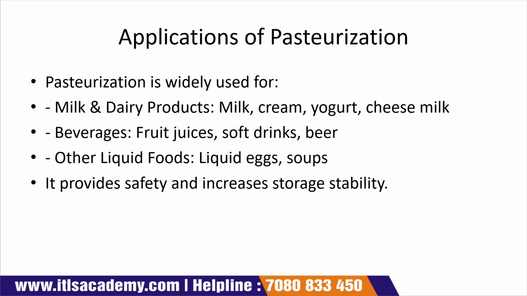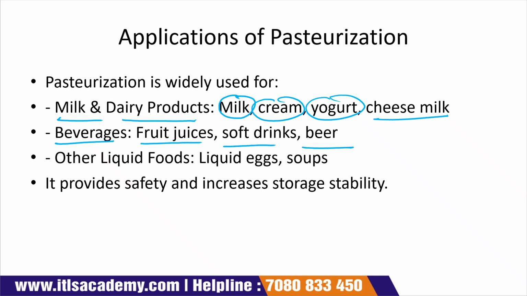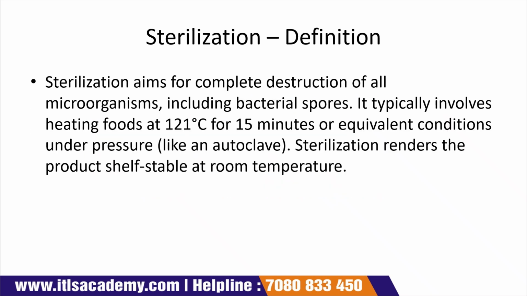Application of pasteurization. Pasteurization can be widely used for different types of food products. The first category is milk and dairy products, that is milk, cream, yogurt and cheese milk. The next category is beverages, which include fruit juices, soft drinks and beer. Other liquid foods like liquid egg and soup are also included, and it provides safety and increases the storage stability of the food product.